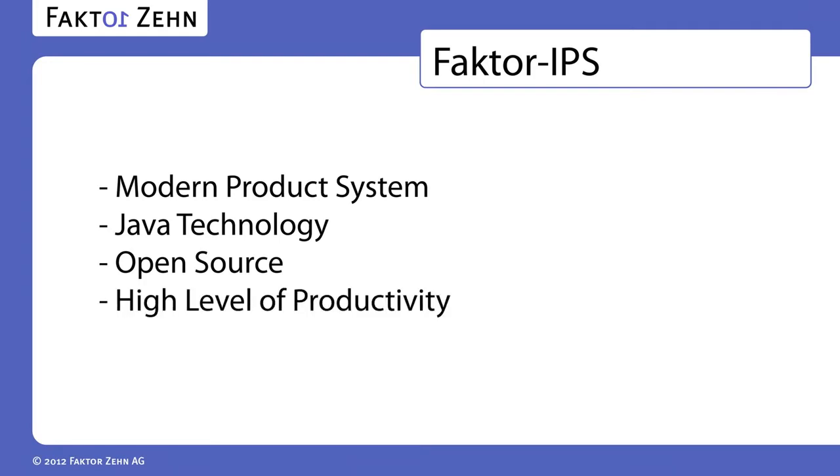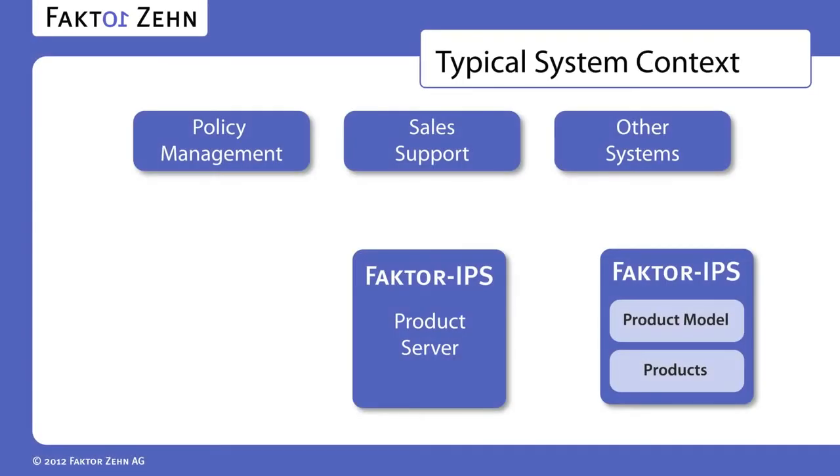productivity in product development. Here we see a Faktor IPS system context by way of example. The operative systems of an insurance organization, for instance the policy management system or the sales support system, use the product logic provided by the Faktor IPS product server. The product model and the specific products are managed through Faktor IPS. I will use an example to illustrate the definition of specific products and the interaction with operative systems.